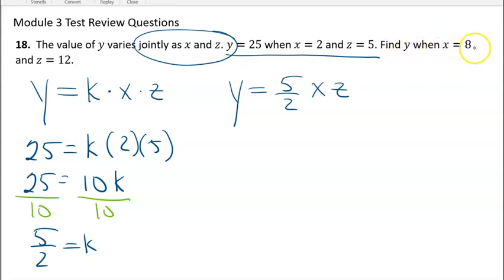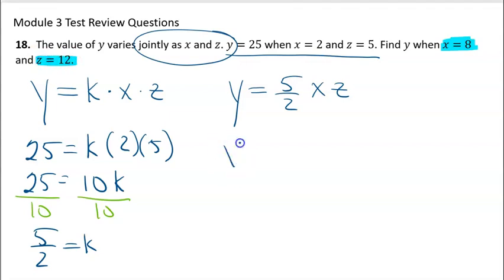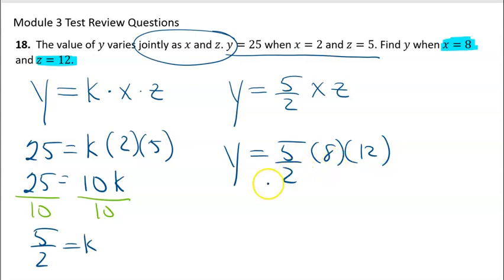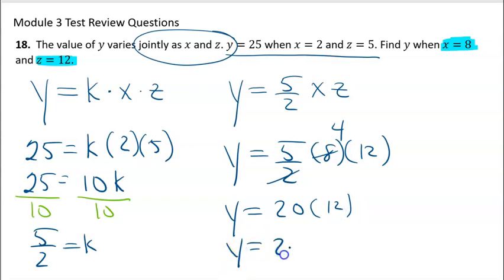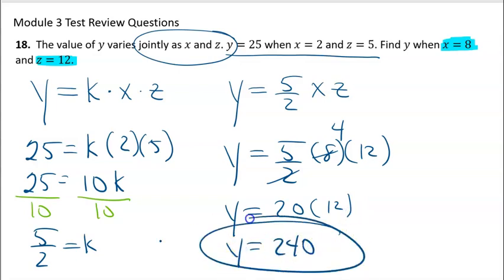Then that last line, remember that last line always wants you to plug in stuff and use your formula. So they want us to find y when x is 8 and z is 12. We can do that, no problem. Now I like to do all this stuff without my calculator. So look, 2 goes in 8 4 times. So I have y is equal to 5 times 4, which is 20, times 12. That's 240. And that's my final answer.